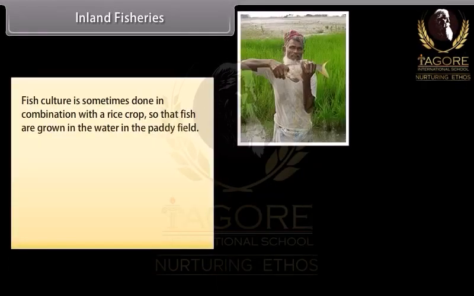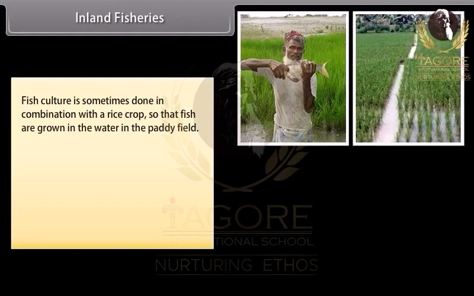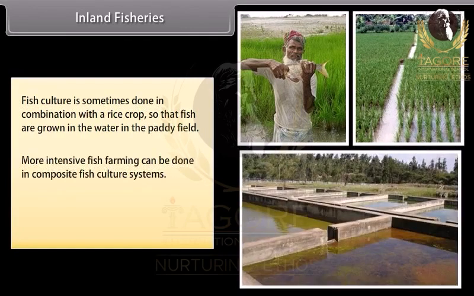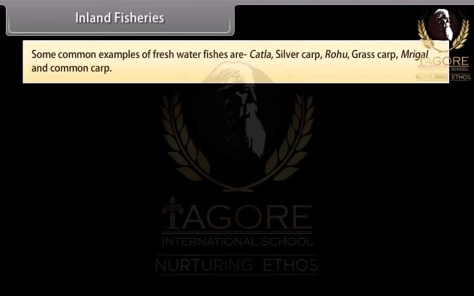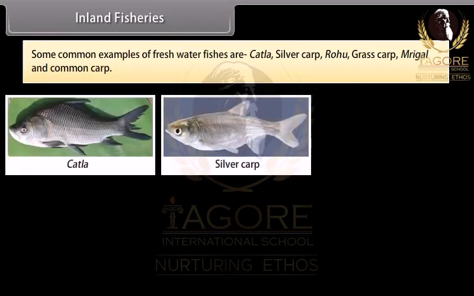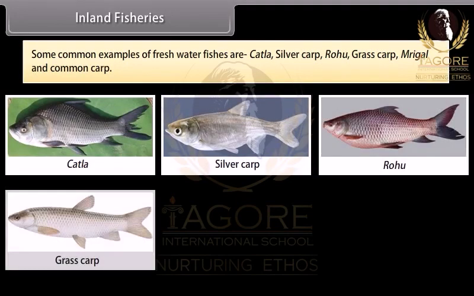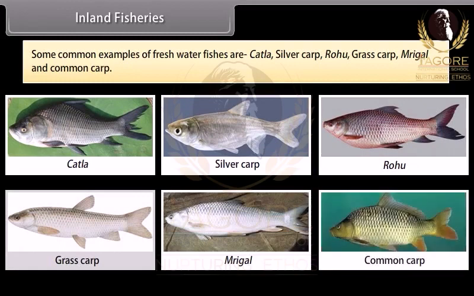Fish culture is sometimes done in combination with the rice crop so that fish are grown in the water in the paddy field. More intensive fish farming can be done in composite fish culture systems. Both local and imported fish species are used in such systems. Some common examples of fresh water fishes are katla, silver carp, rohu, grass carp, mrigal, and common carp.